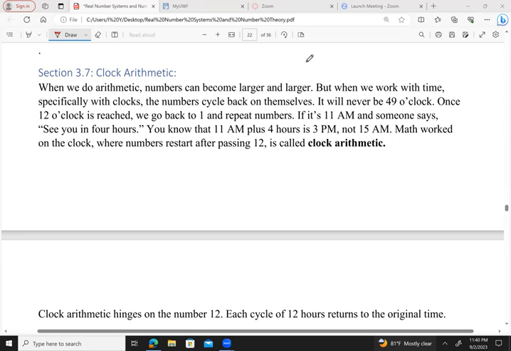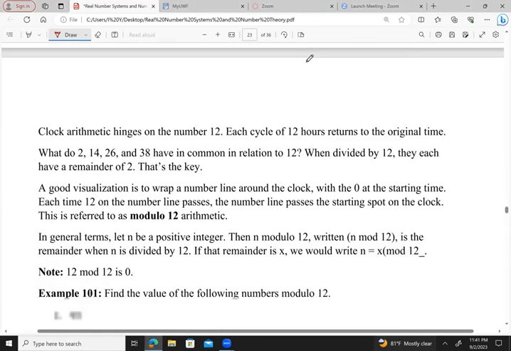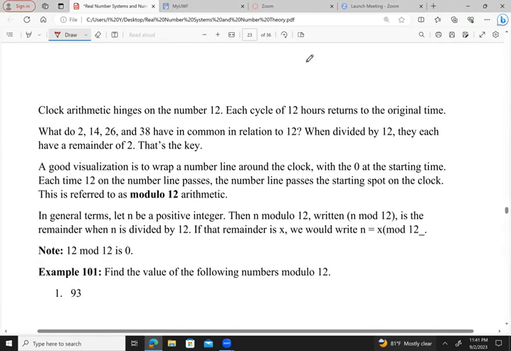If it's 11 a.m. and someone says, see you in 4 hours, you know that 11 a.m. plus 4 hours is 3 p.m., not 15 a.m. Math worked on the clock, where numbers restart after passing 12, is called clock arithmetic. Clock arithmetic hinges on the number 12. Each cycle of 12 hours returns to the original time.